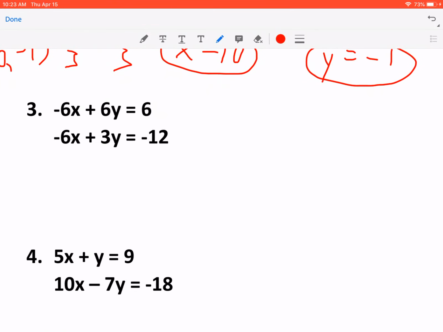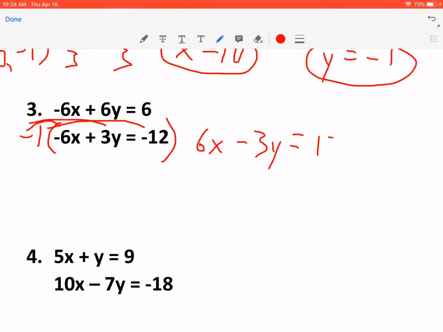Now, look at number 3. Sometimes you got to do a little bit of work to make one of the equations satisfy what we're looking for. Right now, the x's don't cancel. A minus 6x and a minus 6x don't cancel. The y's don't cancel. But if I multiplied either the top one or the bottom one by a negative 1, that would give me a positive 6x, and then the x's would cancel. So I'm going to have to use distributive property. Negative 1 times negative 6x is 6x. Negative 1 times 3y is a minus 3y. Don't forget to distribute the negative 1 over here too. Negative 1 times negative 12 is positive 12.